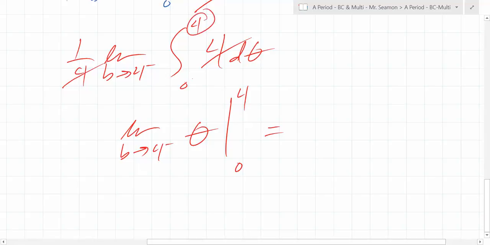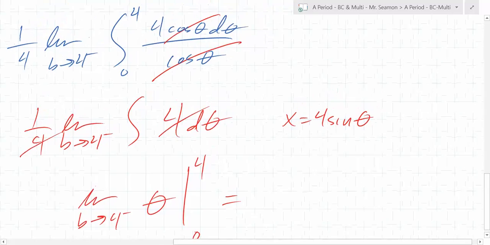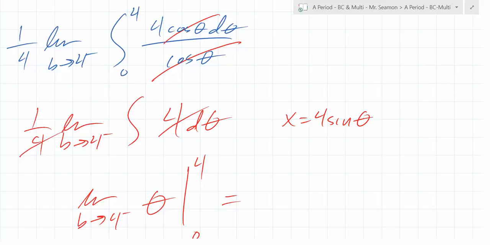These are what values? X. Yeah, exactly. We know that x is equal to 4 sine of theta. What's sine of 0? 0. So that stays 0. But what does the top become? Oh, I'm sorry. I have to be very careful here. I just made a double mistake.